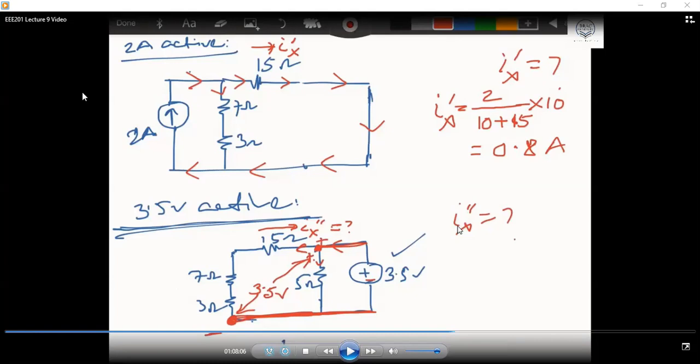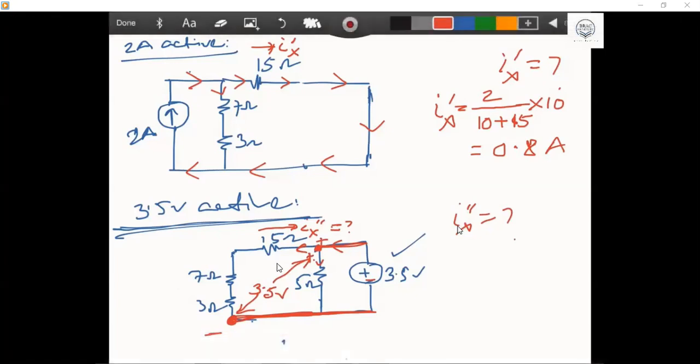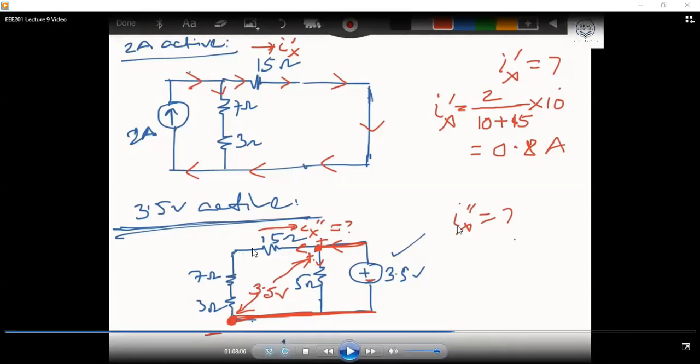Okay, Samit bin Hassan, what is the answer? Voltage will be 3.5 across the full resistance, which is 25. Then what is the current? Sir, current would be 3.5 divided by 25. Excellent. Ohm's law. That will be the current. Ix double prime is 3.5 divided by 25, right? Yes, sir.